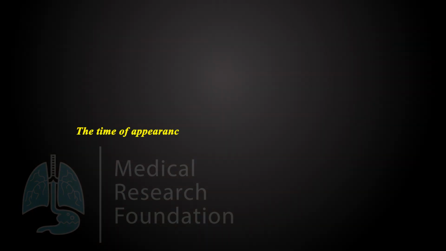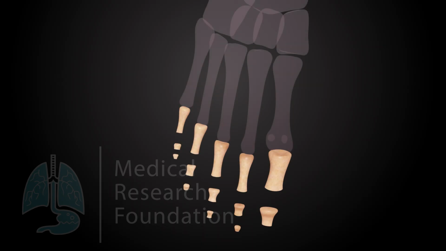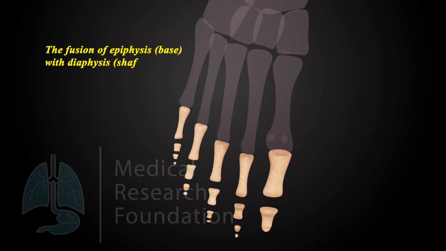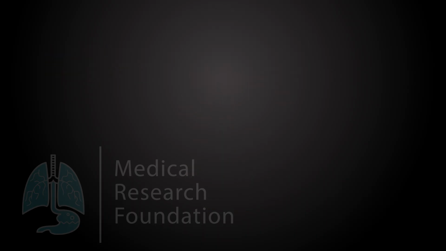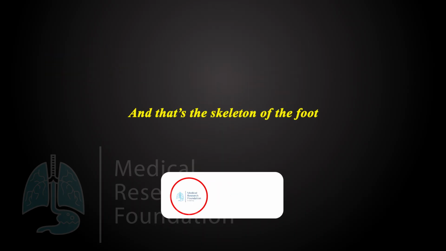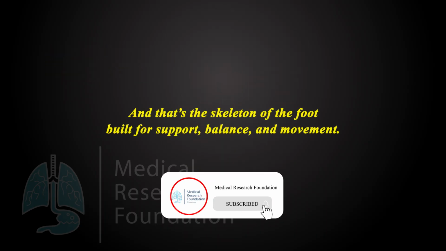The time of appearance of secondary centers is as follows. For proximal phalanges, 2 years. For middle phalanges, 4 years. For distal phalanges, 8 years. The fusion of epiphysis, base, with diaphysis, shaft, occurs in about the 18th year, and that's the skeleton of the foot, built for support, balance, and movement.